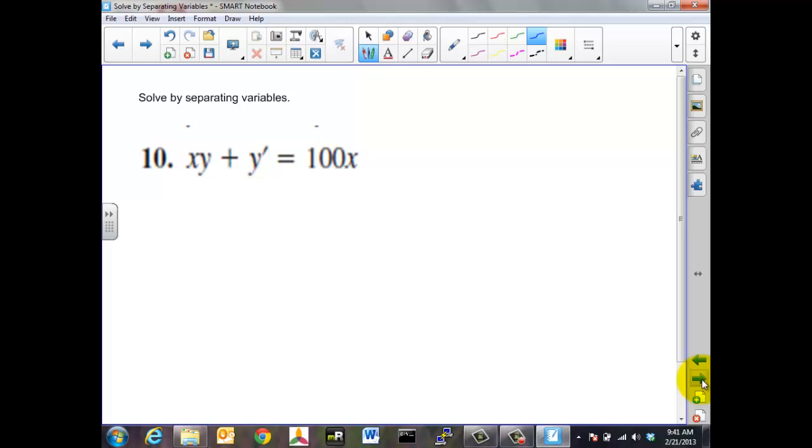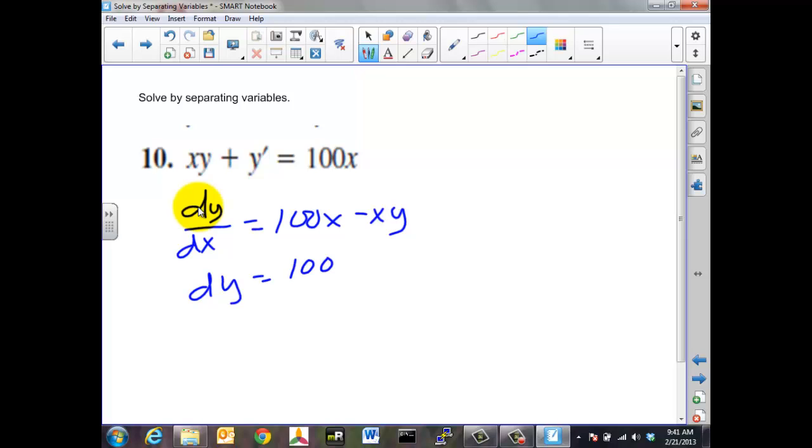x y plus y prime equals 100x. That looks challenging. It's really not. So, I did it right. What'd you do first then, Samuel? I moved xy over. And in the same thing, I made y prime dy dx. All right. Very good. And then I cross multiplied the dx, and so it's dy equals 100x minus xy, parentheses dx. Then you factor out an x. And then you divide dy by 100 minus y.